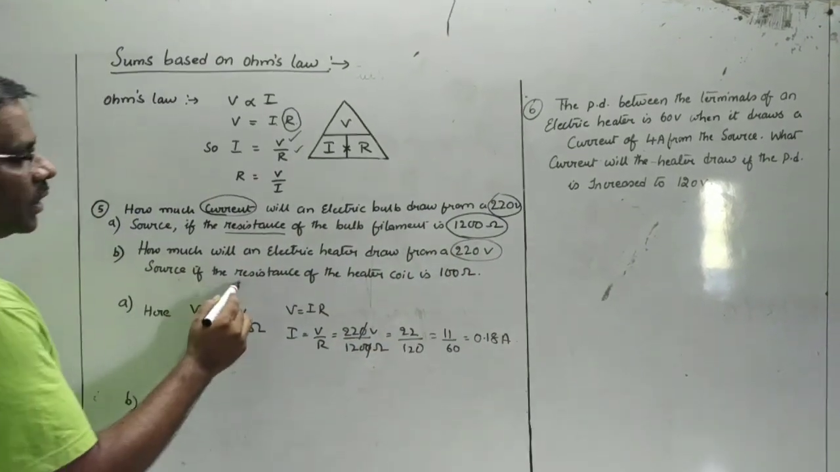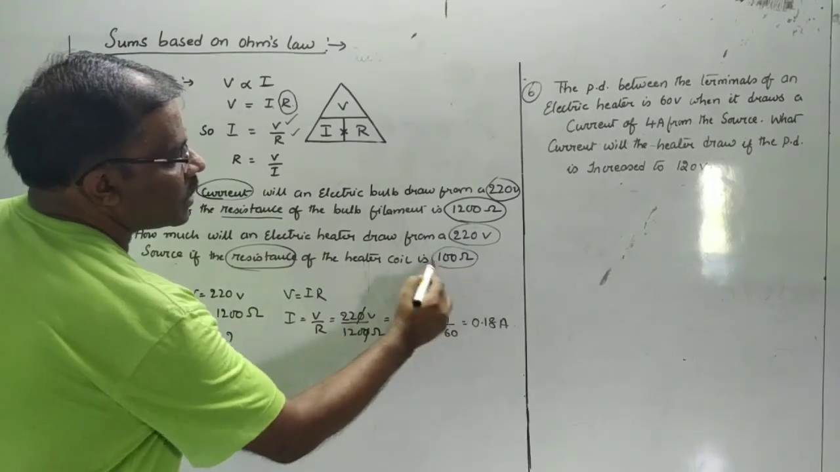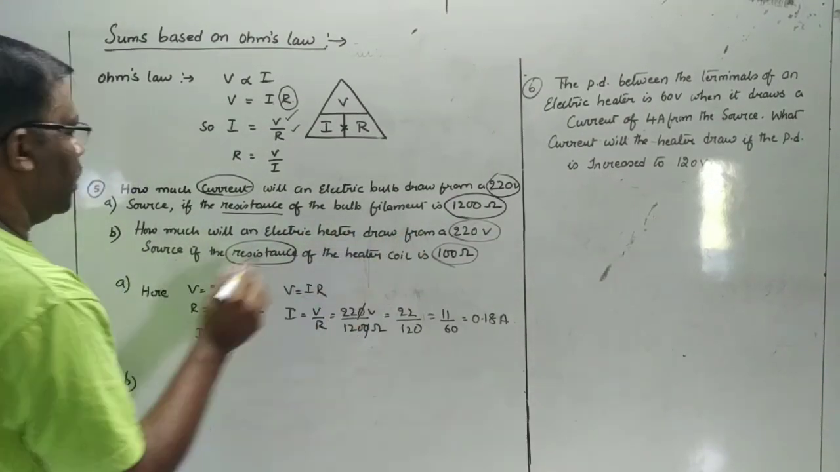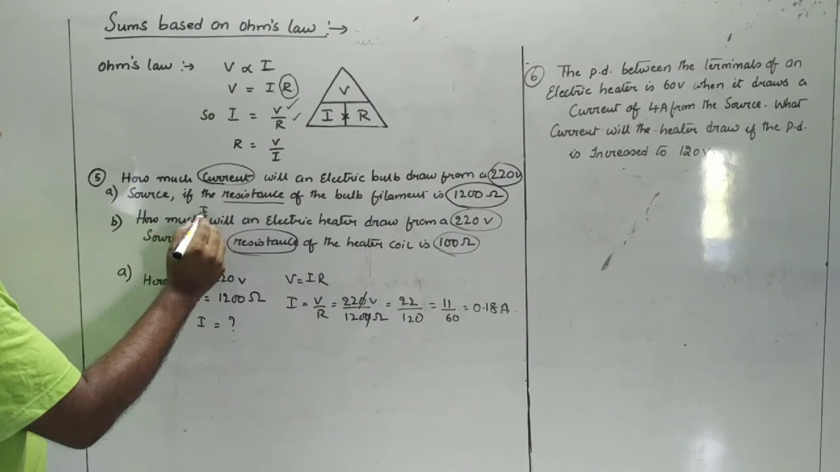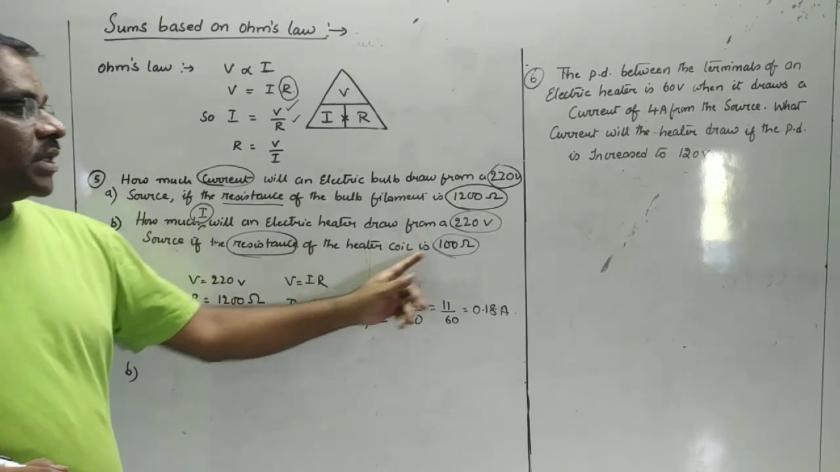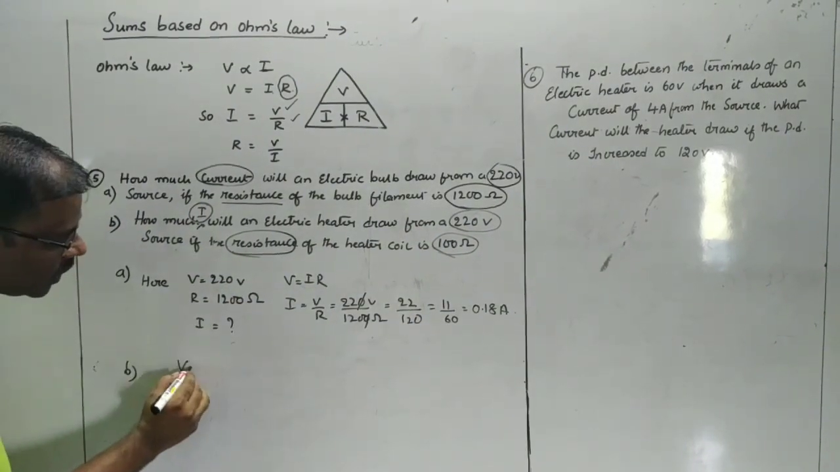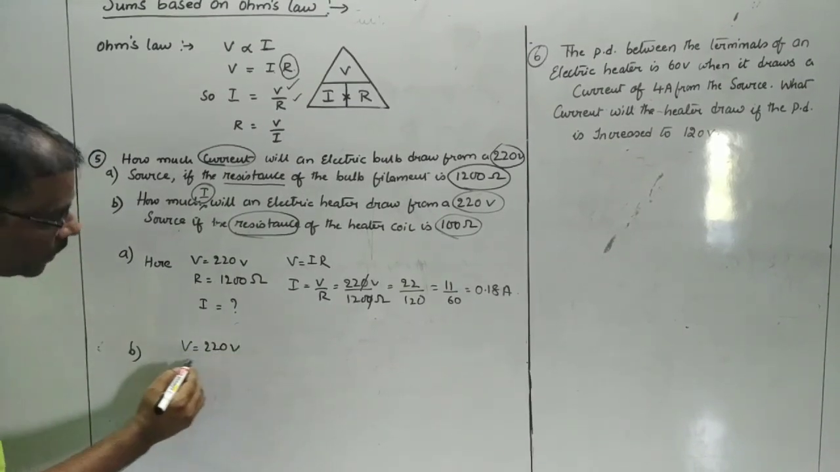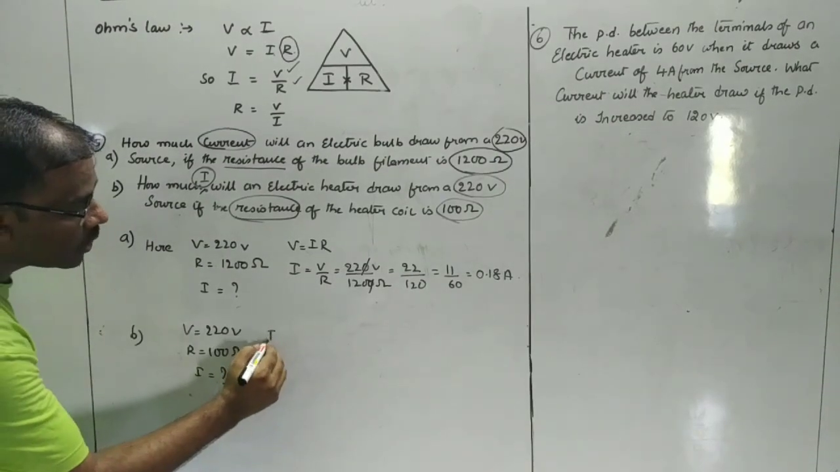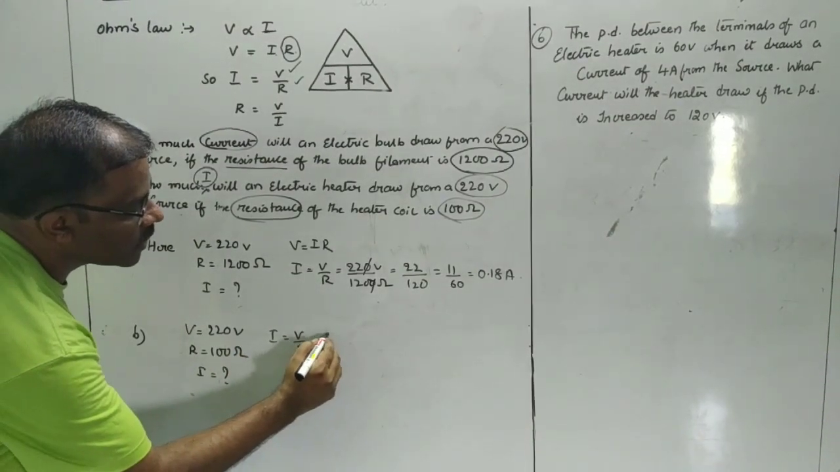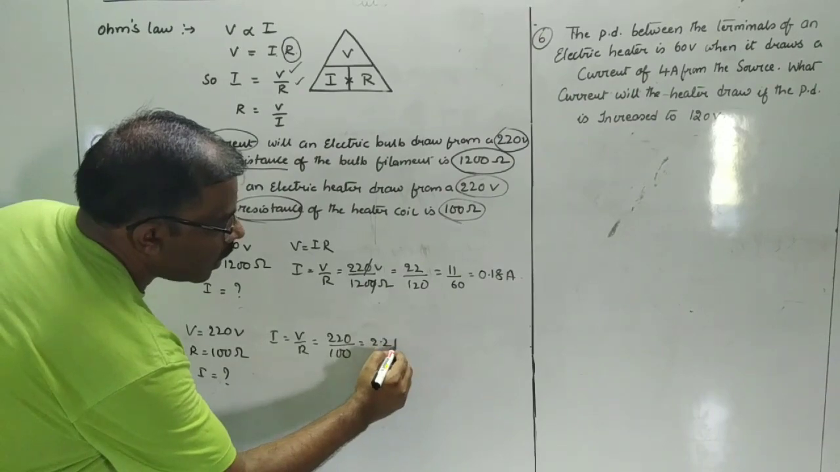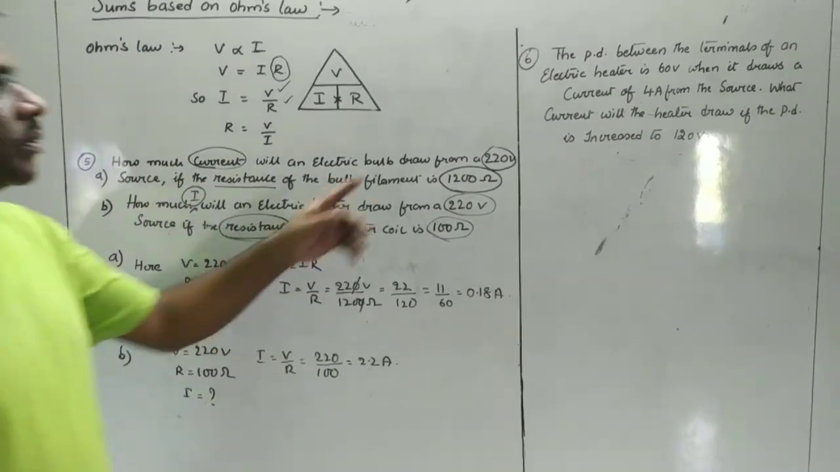So in part B, you are asked how much current will an electric heater draw from a 220 volt source if the resistance of the heater coil is 100 ohms. So again, we are given V is equal to 220 volts. Resistance of the coil is given as 100 ohms. We need to find out the I value. So I is equal to V by R, which is 220 divided by 100, which comes out to be 2.2 amperes.